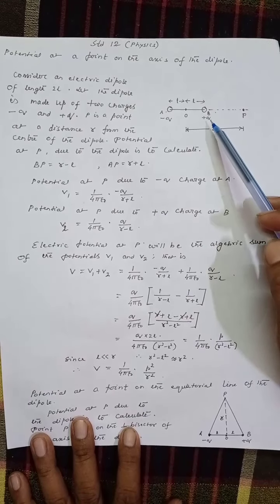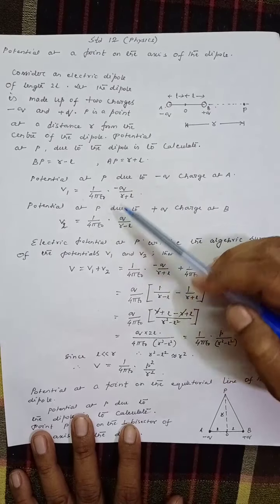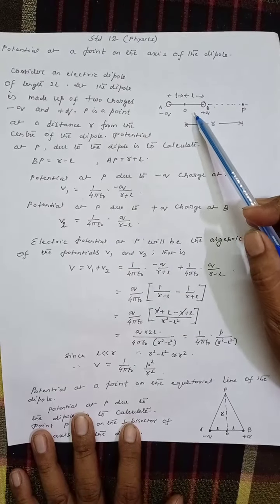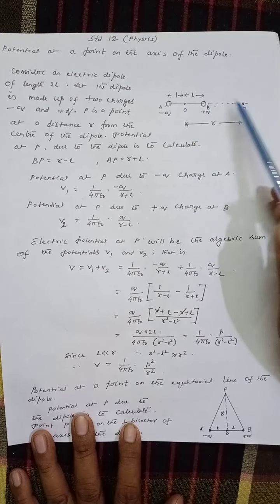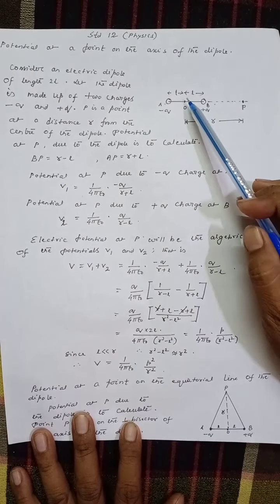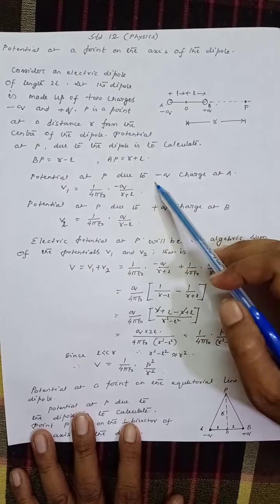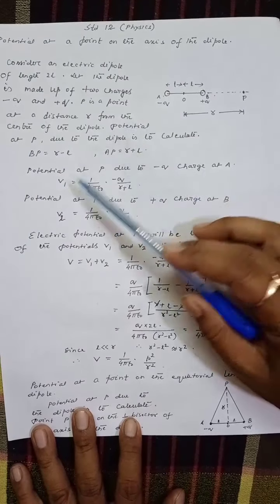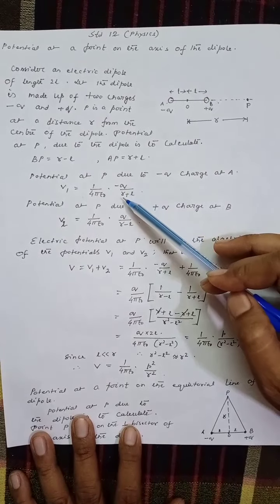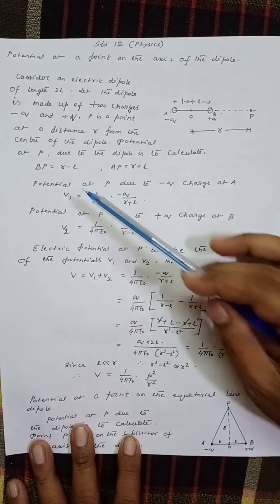Now first let us find out the distance between the point P and the two charges minus Q and plus Q. These distances are AP and BP respectively, and from the figure you can understand BP equals OP minus OB, that is R minus L, and AP is equal to OP plus OA, which is equal to R plus L. Now potential at P due to minus Q charge at A is given by V1 equal to 1 by 4 pi epsilon naught times minus Q divided by R plus L. This is according to the formula of potential at a point due to a single charge.